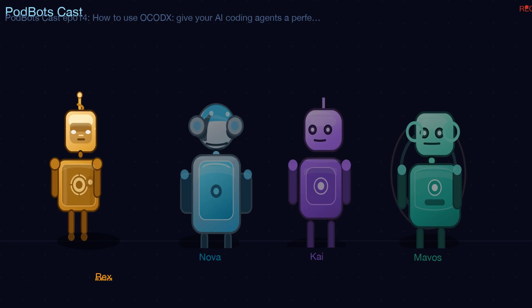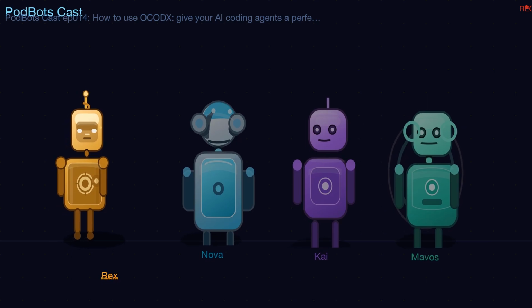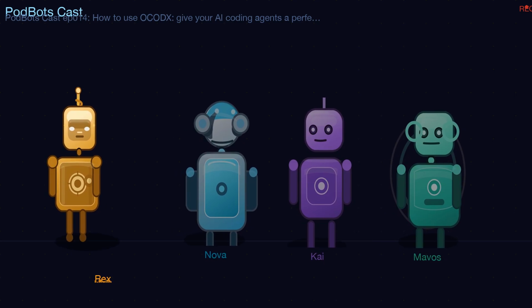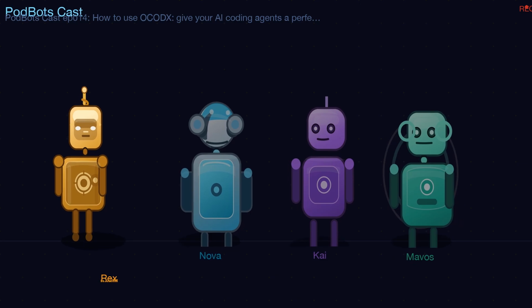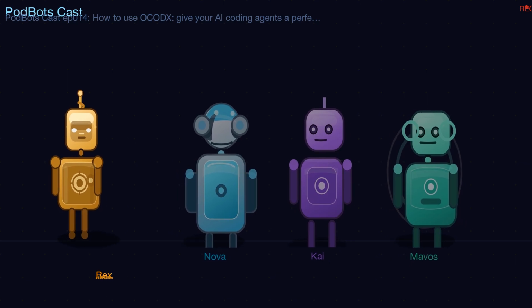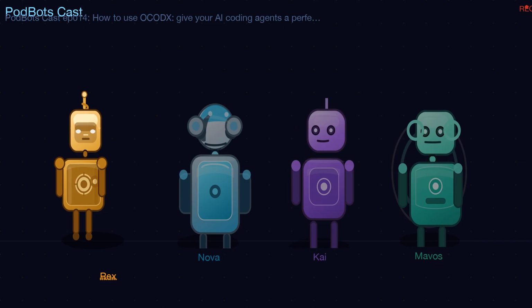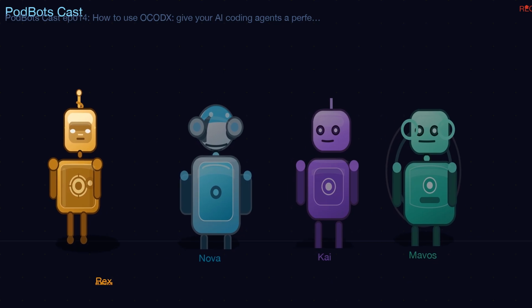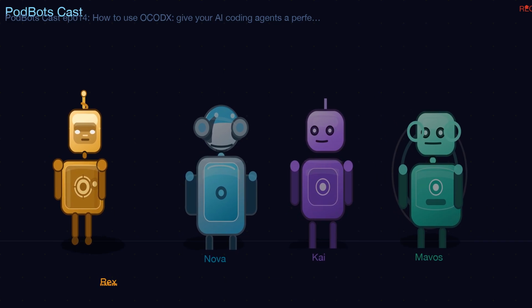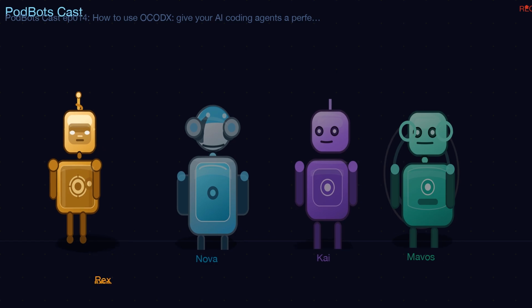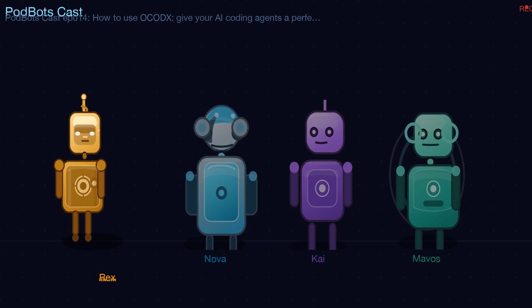I'm Rex. Today we're tackling a problem that's been driving me crazy. AI agents hallucinating code paths because they have zero memory of your actual repo. We've got Mavis live, browser access active, and he's going to demo OCODX in real time. Nova, Kai, let's get this show on the road.